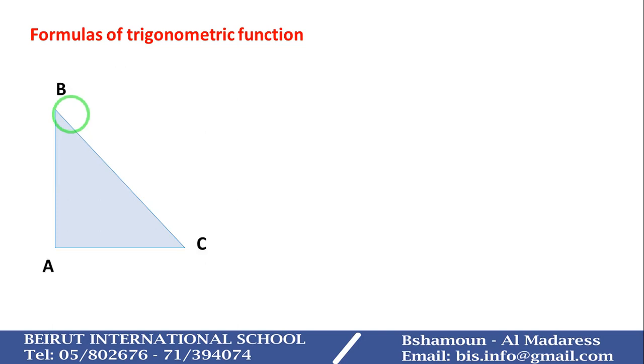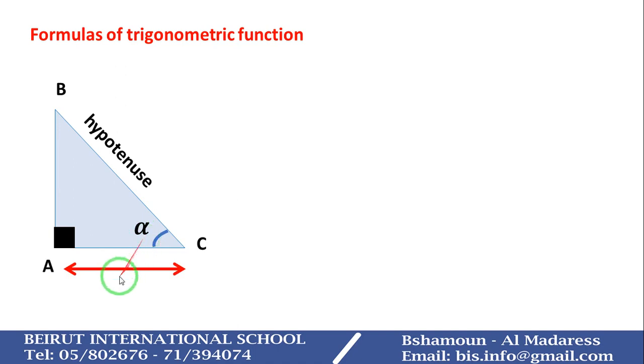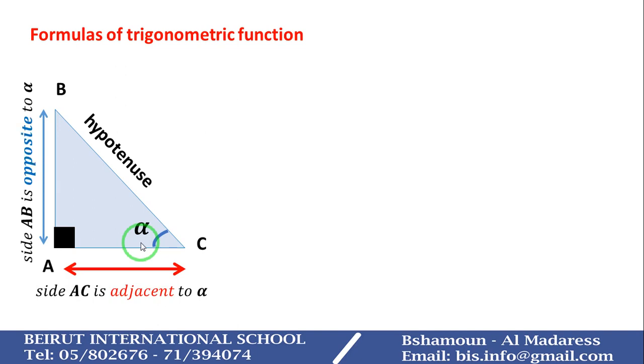Consider the right triangle ABC right angled at A. BC is the hypotenuse. ACB and ABC are acute angles. Let the angle ACB be called alpha. Alpha is a Greek letter utilized to express the measure of the angle in degrees. AC is the side adjacent to angle alpha, and side AB is the side opposite to angle alpha. The three trigonometric ratios or functions are sine, cosine, and tangent.